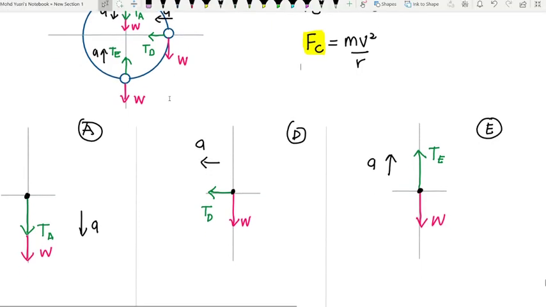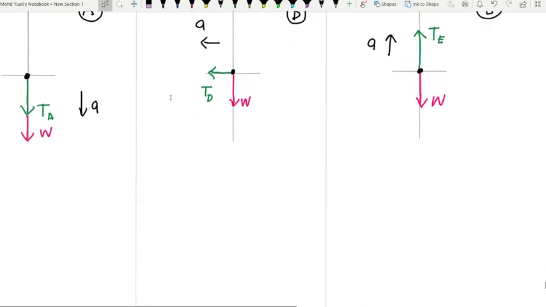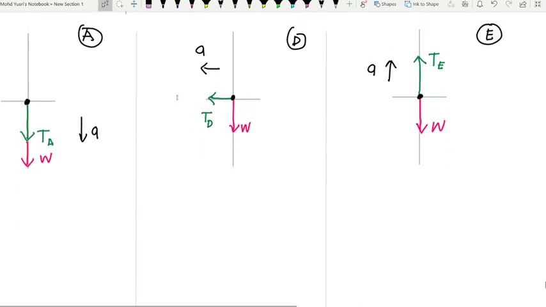Pada point A, ada dua force that is along the radius of circular motion. Yang pertama sekali, tension. Yang kedua, weight. Therefore, kalau saya tuliskan equation Fc is equals to mv square over R, the net force adalah terhasil oleh tension A dan juga weight.